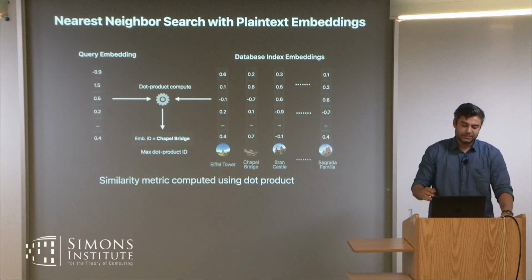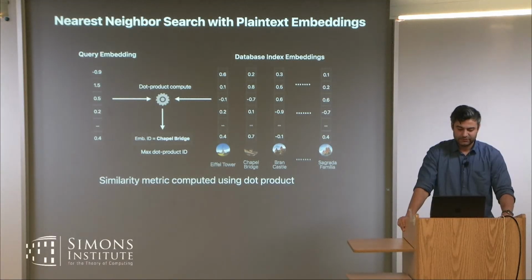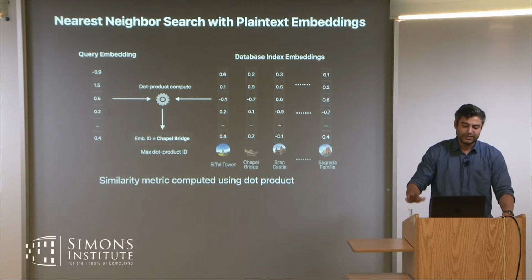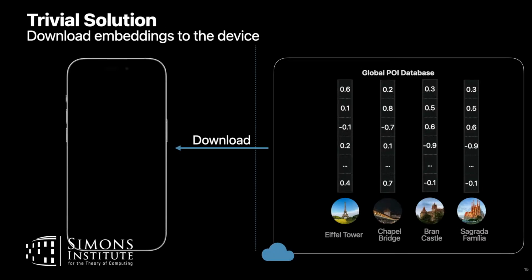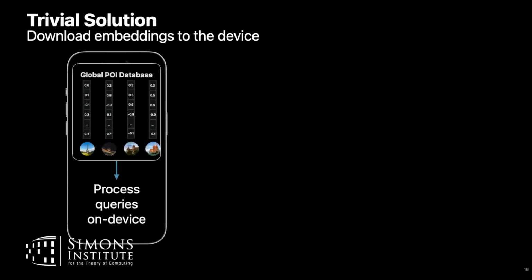Now, for this application, it's simply enough to compute a dot product for that cosine similarity between the query embedding and all the embeddings in our database. And the embedding with the maximum similarity score wins. That's the one that's closest. So to do this in the naive way, we could, of course, download this whole database on device, and then just run the dot product locally, select the embedding with the maximum score, and output that label.